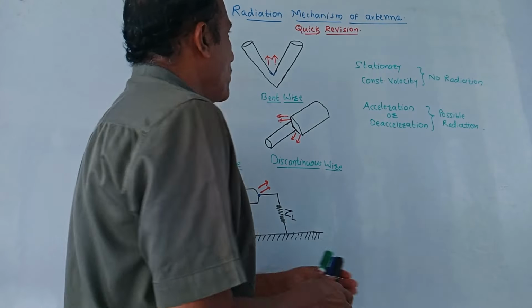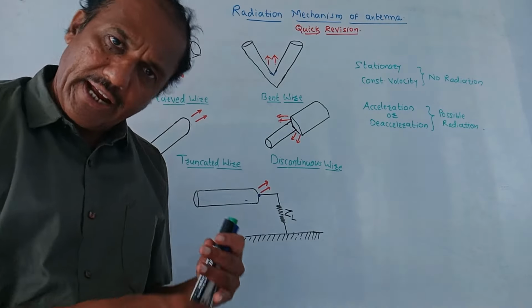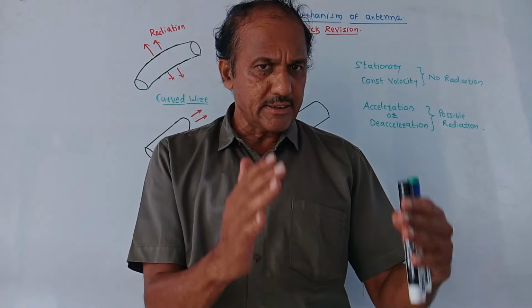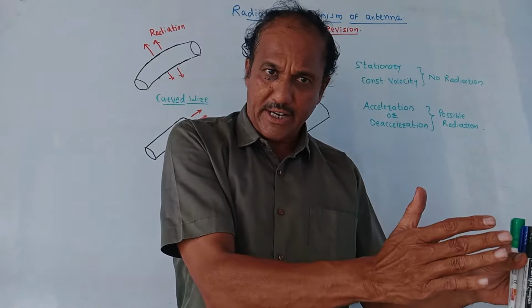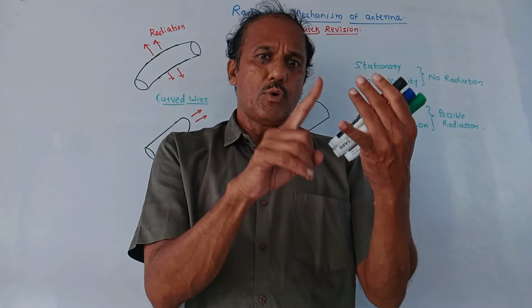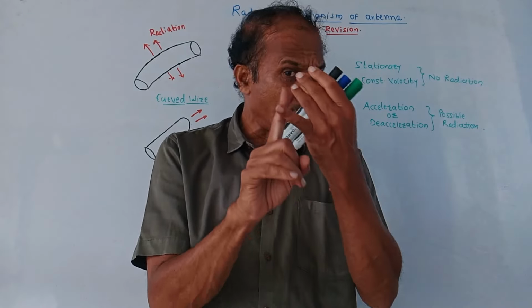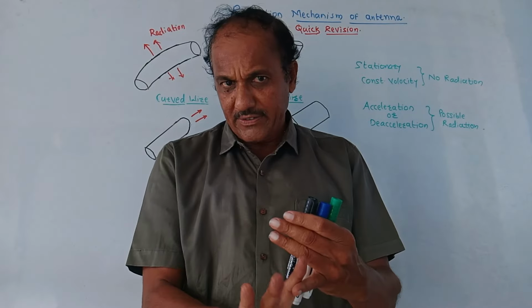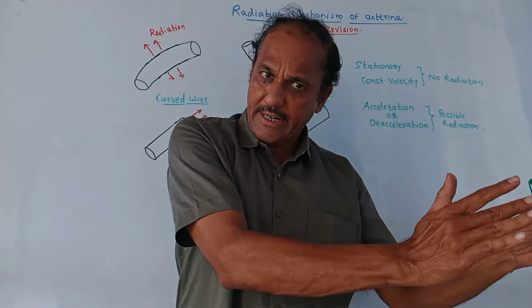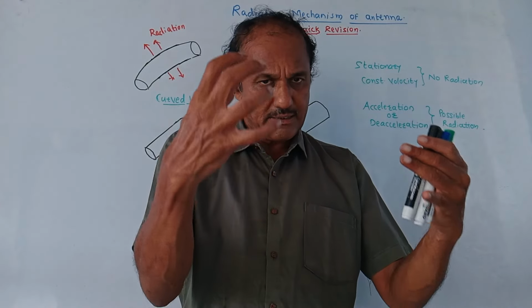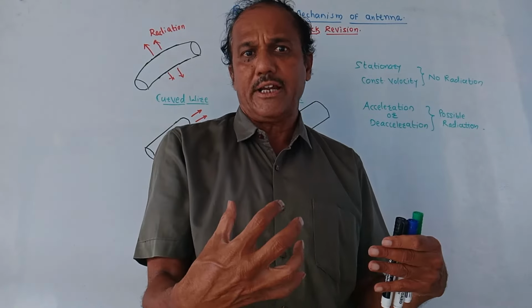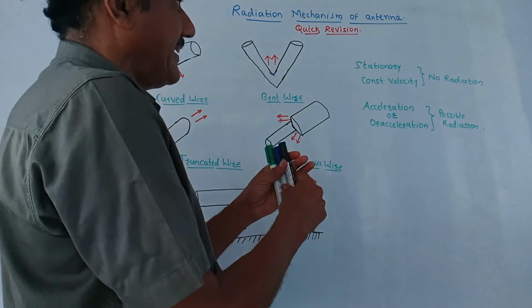Now let us talk about the radiation mechanism of an antenna. We know that antenna is a device which is used at transmitting end or receiving end. So it is the device which is basically responsible for transmitting electromagnetic waves from one end to the another end. At another end, that means at receiving end, this device is basically used to capture electromagnetic waves. So this is the antenna.